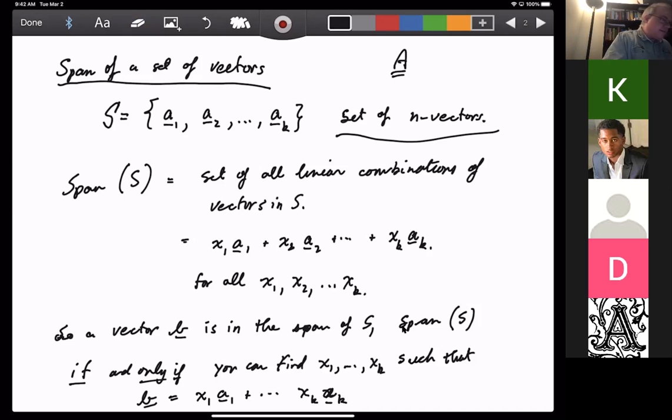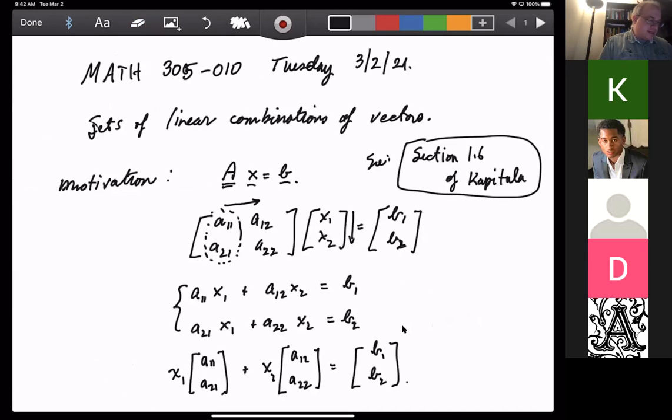Okay, so clearly this is exactly what we started talking about. This is exactly what the motivation was. This is exactly the structure that we observed when solving linear systems.